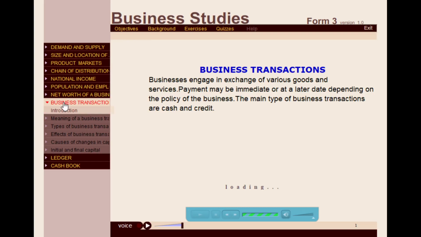In exchange business transactions, businesses engage in exchange of various goods and services. Payment may be immediate or at a later date depending on the policy of the business. The main types of business transactions are cash and credit.